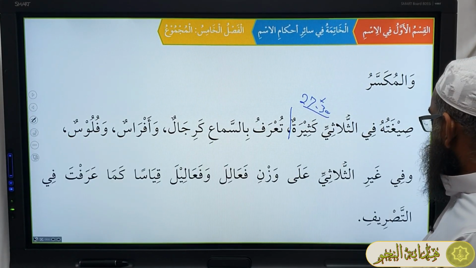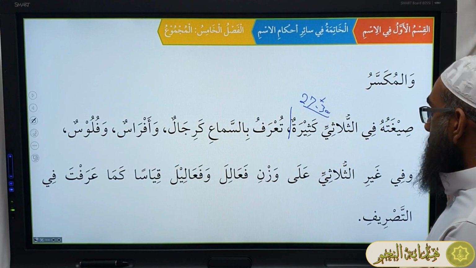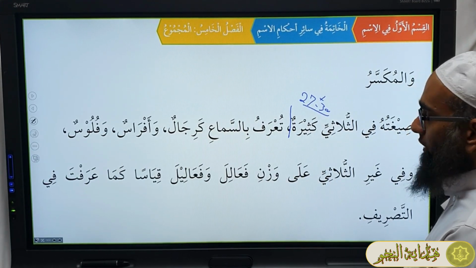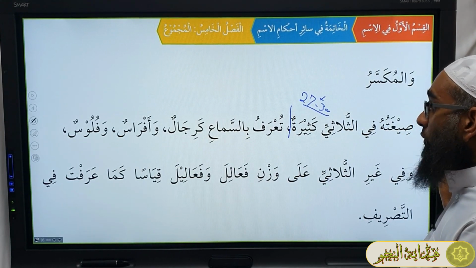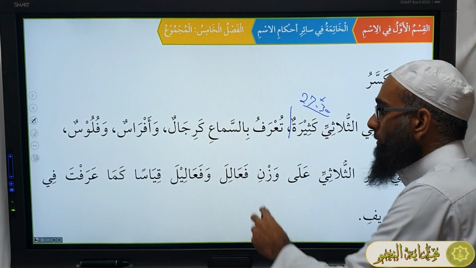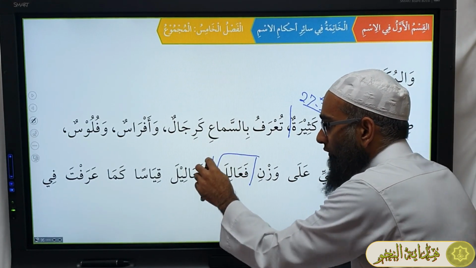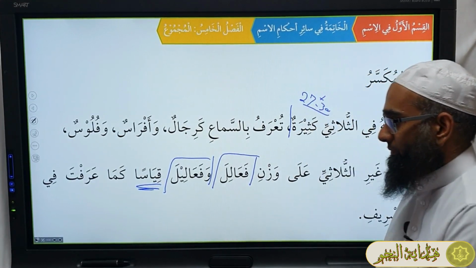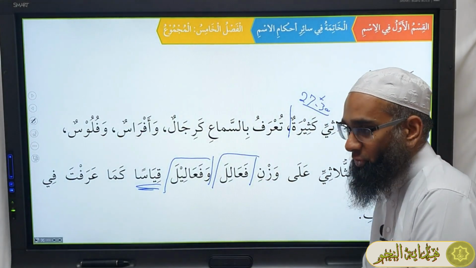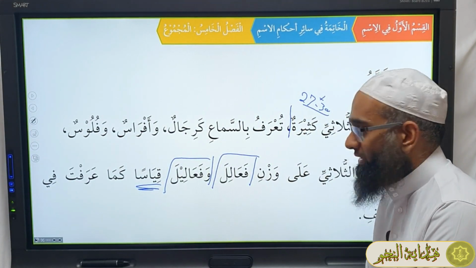No, okay. And for non-triliteral words: if it's a 3-letter word, then you have to learn them. If it's not thulathi, if it's more than thulathi, then the plural becomes on fa'alil or fa'alil qiyasan, as you should have learned in sarf. We haven't learned it, but that's a rule.